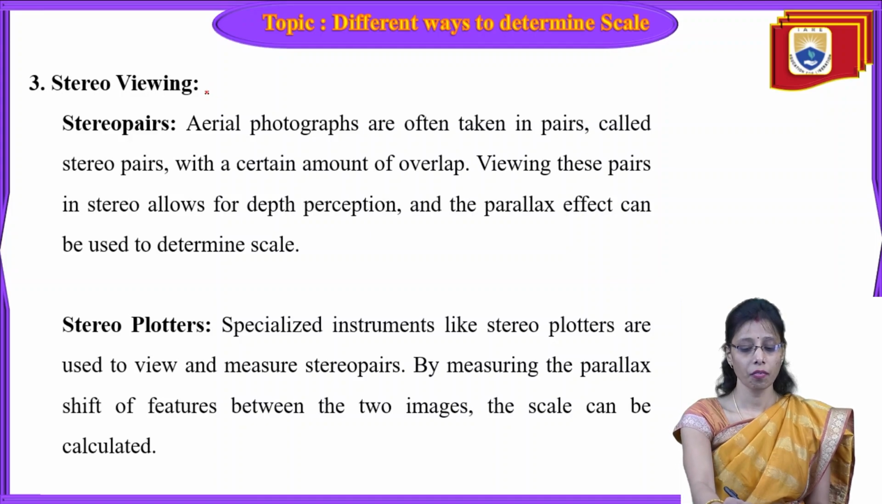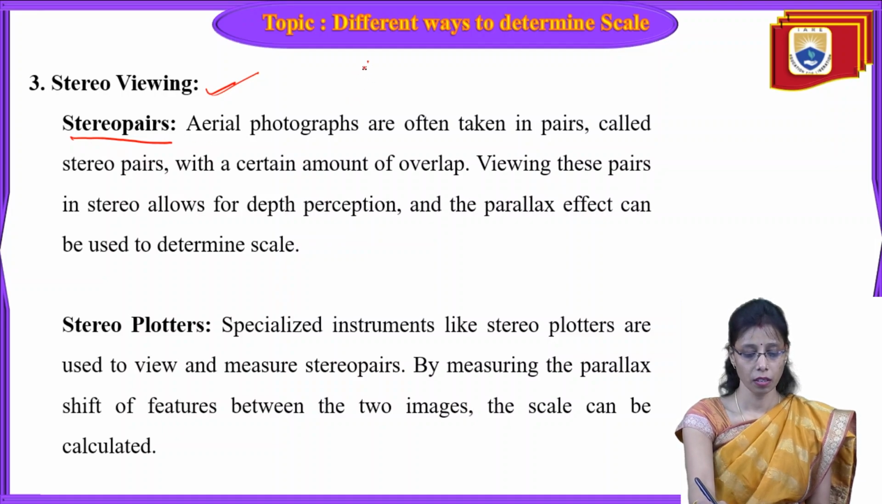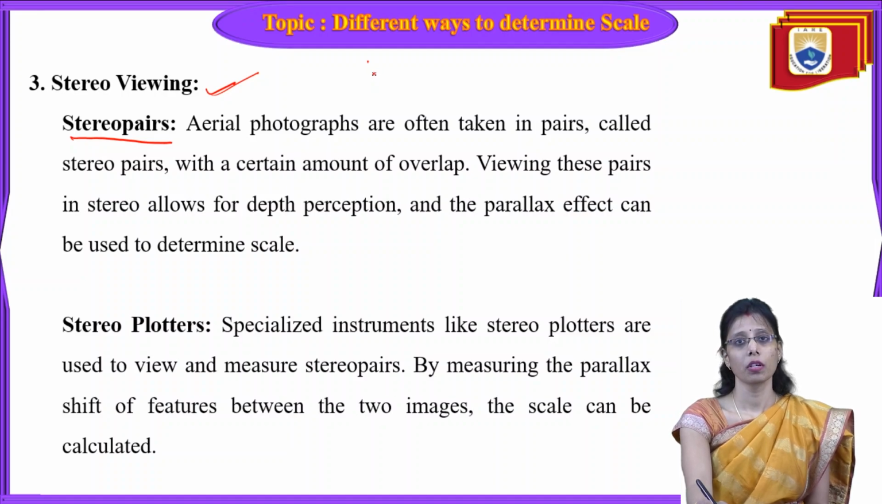Now the third way of determining the scale of the aerial photograph is stereo viewing. So what is stereo? First of all, let us know what is stereo. Here it is mentioned as stereo pairs. Stereo pairs means, if we remember in the first lecture, we discussed the introduction to photogrammetry. There we discussed the different types of photos and how we obtain that photo.